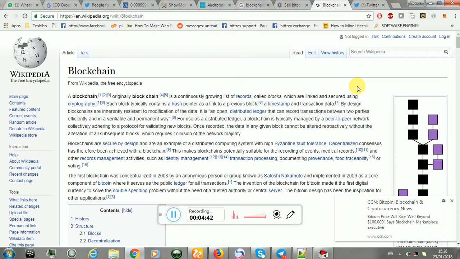Because it is decentralized. No one is in charge, no one is in control of it, and people love it. People are actively working on it every day.